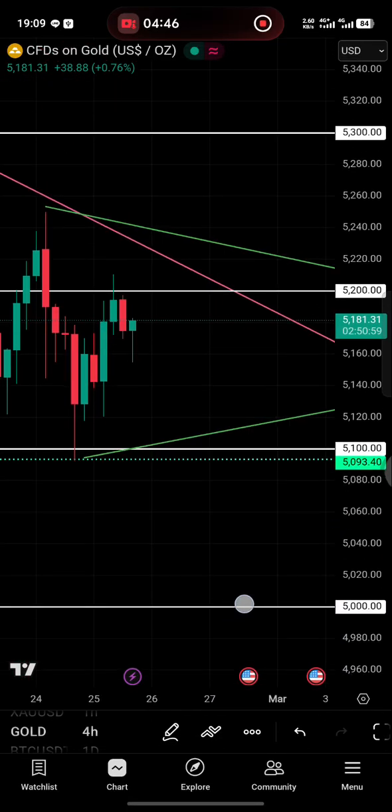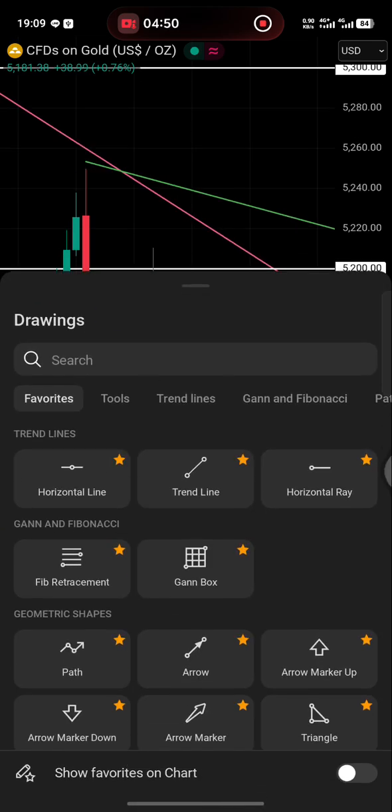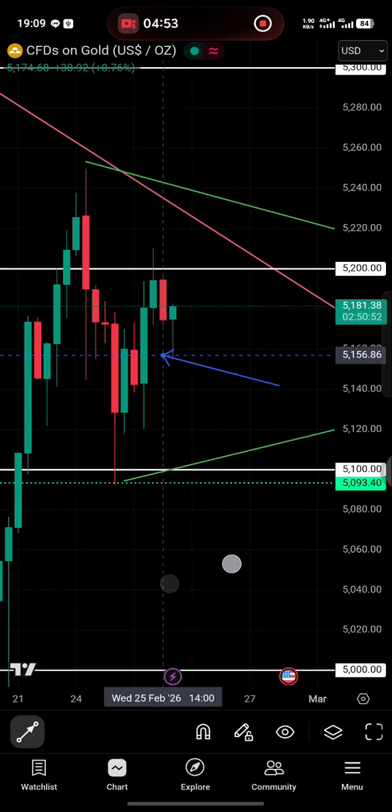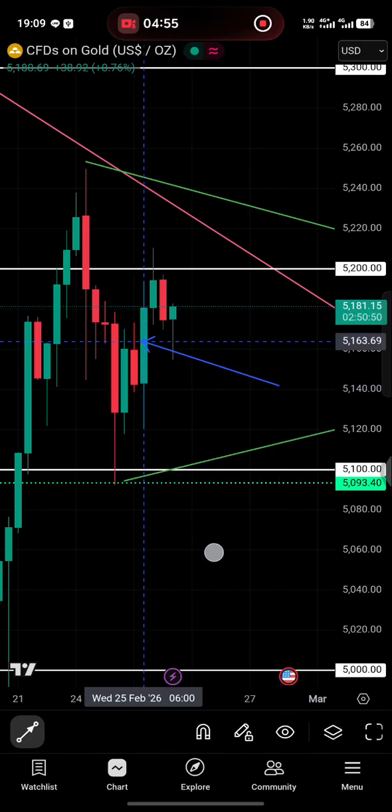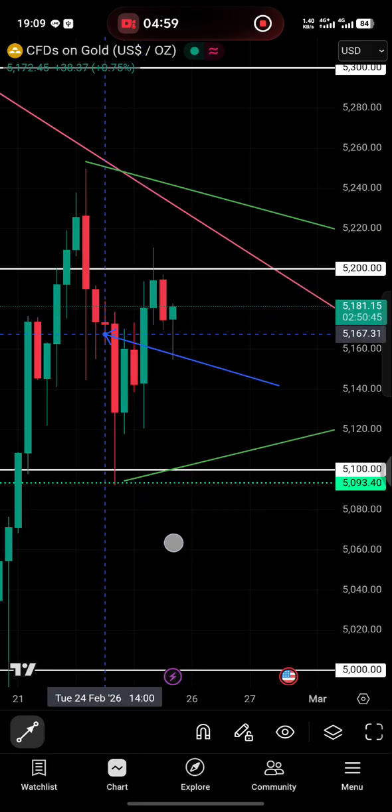But the problem right now is the 4-hour time frame. The 4-hour time frame, after creating a bullish price action from this candle over here, pushing up to attack and break resistance, right?